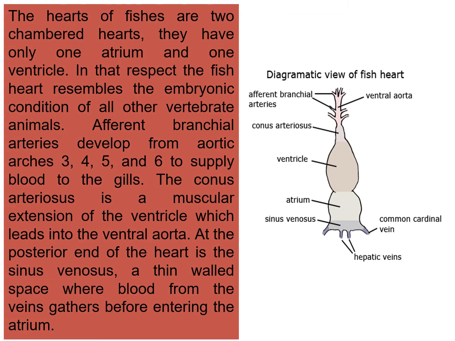At the posterior end of the heart is the sinus venosus, a thin-walled space where blood from the veins gathers before entering the atrium. In this picture, see the diagrammatic view of the fish heart: ventricle, atrium, sinus venosus, common cardiac vein, hepatic veins, conus arteriosus, ventral aorta, and afferent branchial arteries.